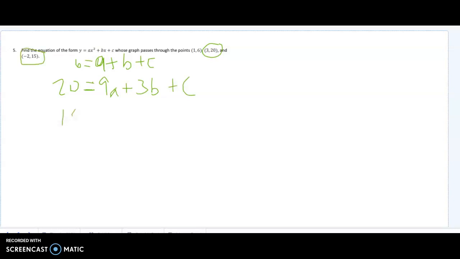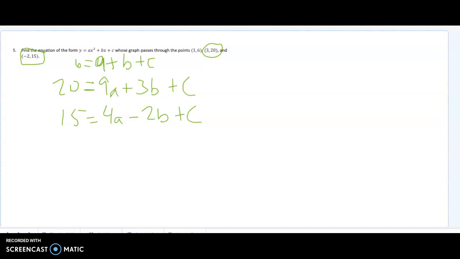Now let's do this last one here. Plug in a negative 2. Well, what's negative 2 times negative 2? That is 4, so that is 4a, and then negative 2b plus c.